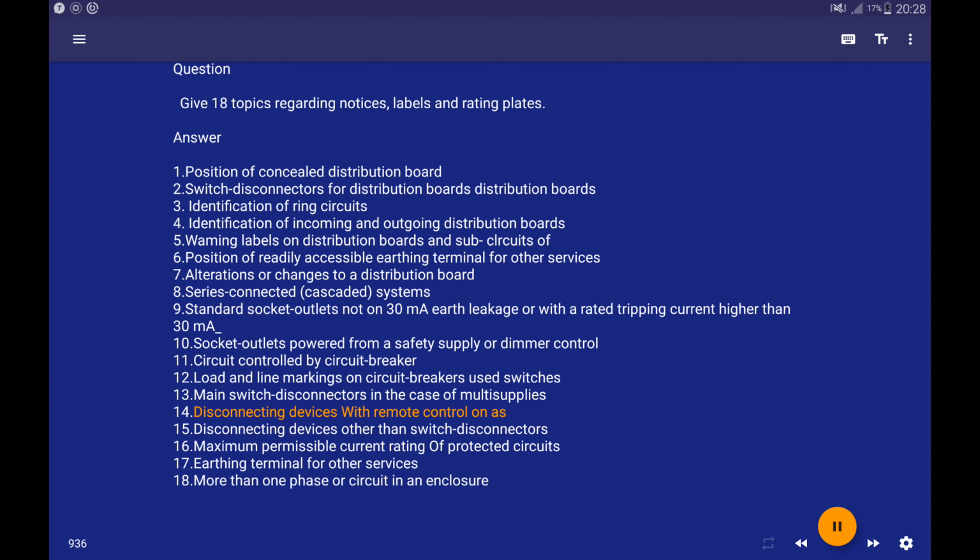14. Disconnecting devices with remote control on ES. 15. Disconnecting devices other than switch disconnectors. 16. Maximum permissible current rating of protected circuits. 17. Earthing terminal for other services. 18. More than one phase or circuit in an enclosure.